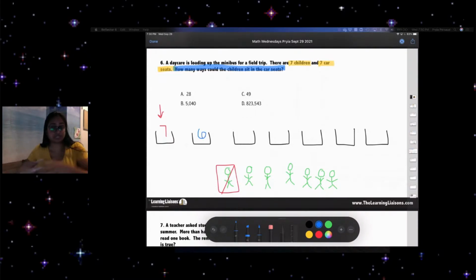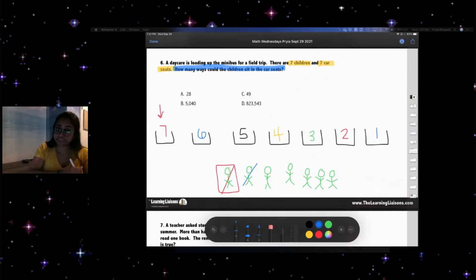So I take another child, I put them in the seat, and I go again. Now I have 5. I take a child, I put them in the seat. Now I have 4. I keep going, and you'll notice that we eventually get down to 1. So all 7 kids have the potential to sit in the first seat.